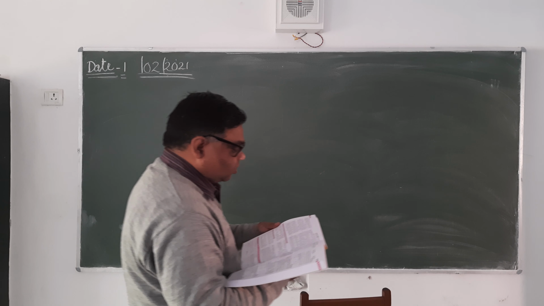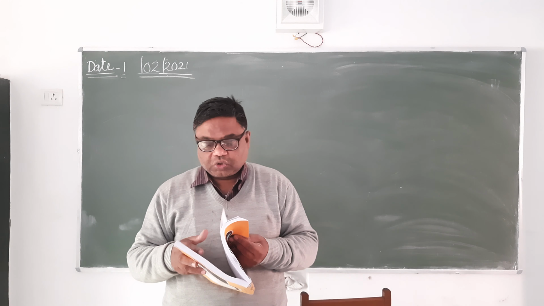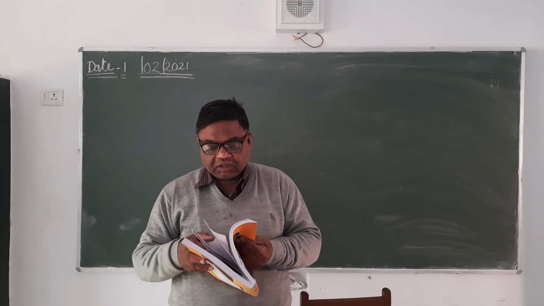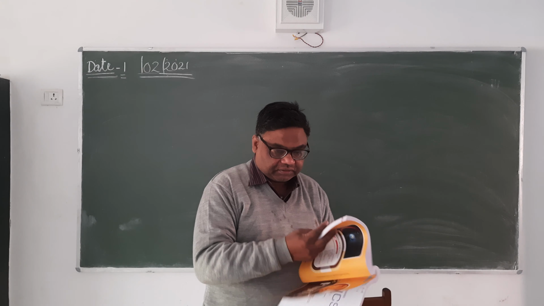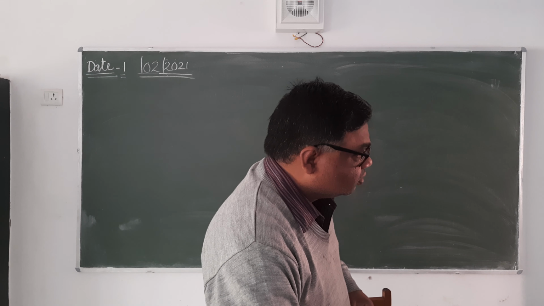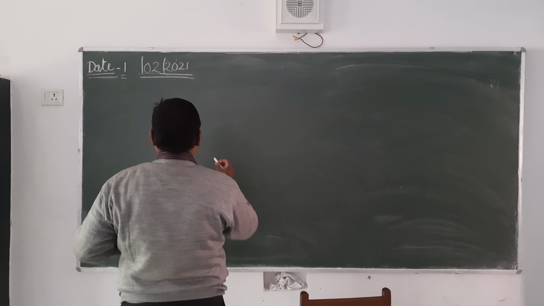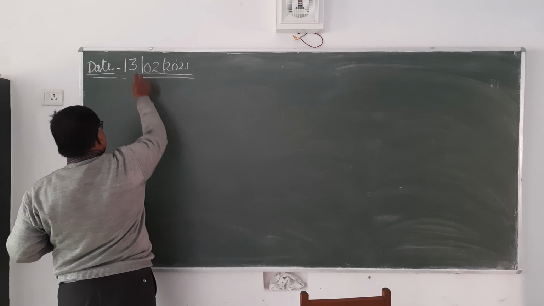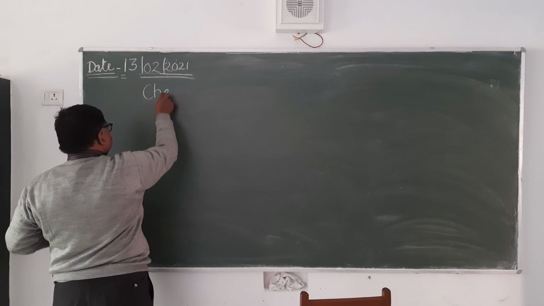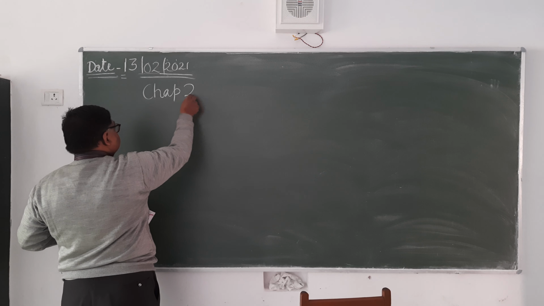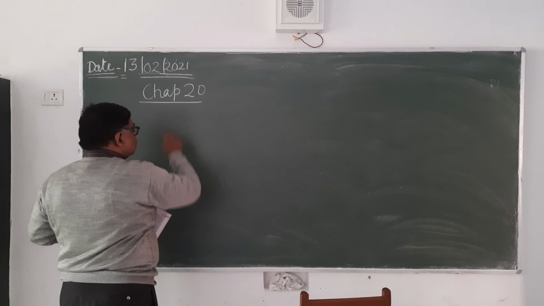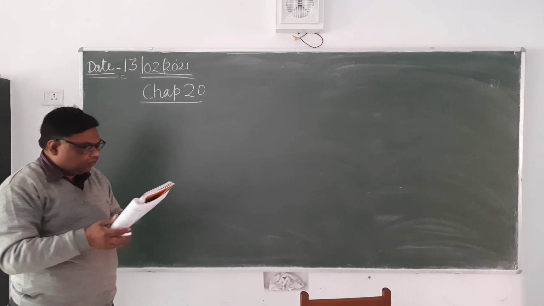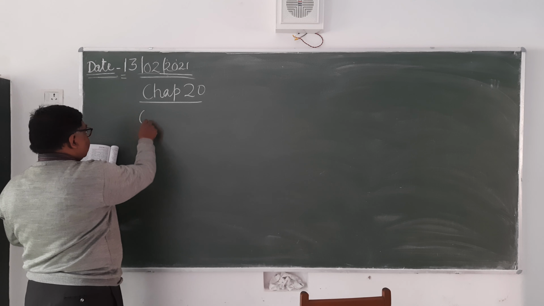Now you can see some more numericals on isothermal and adiabatic process. It's clear. This is chapter 20. The date is 30. Now chapter number 20, question number 14. All of you see here.